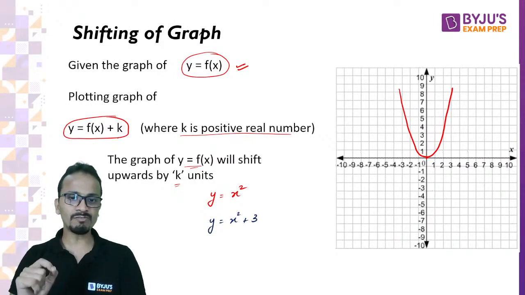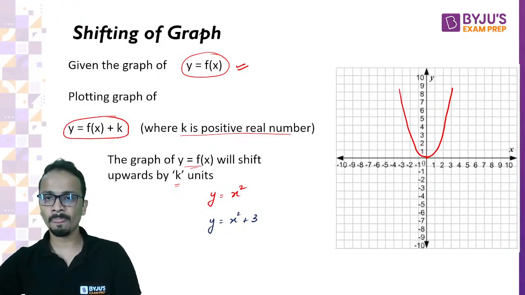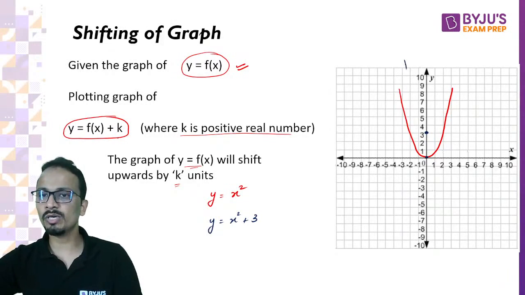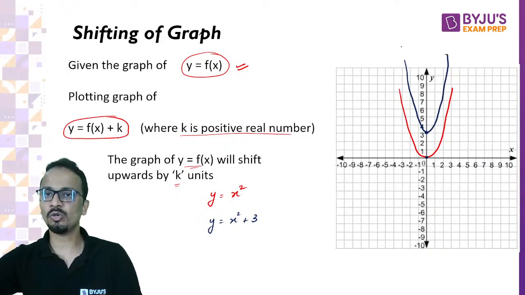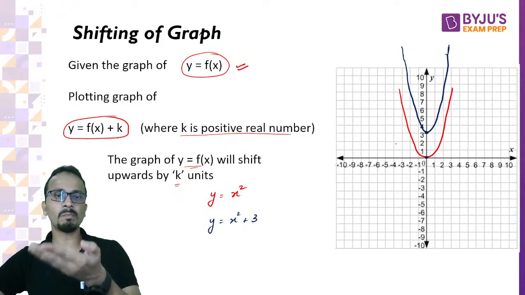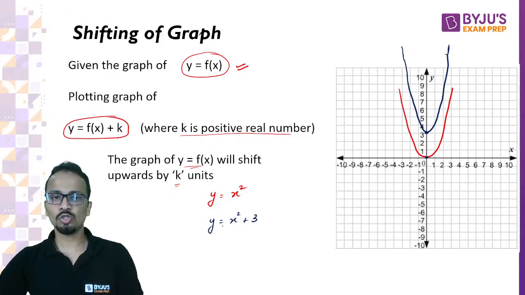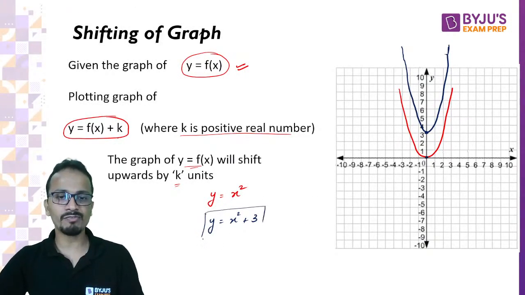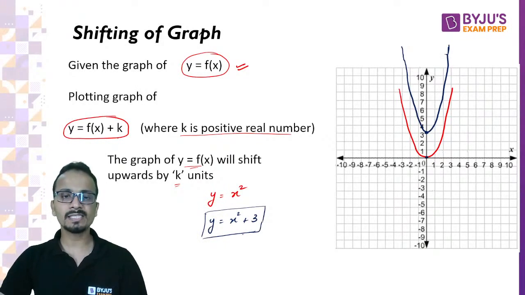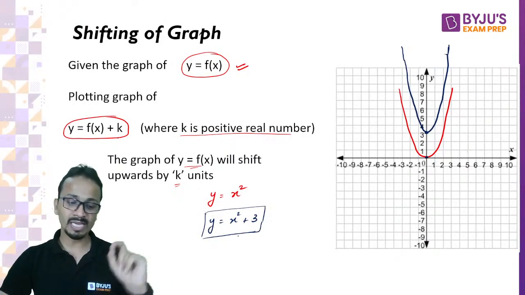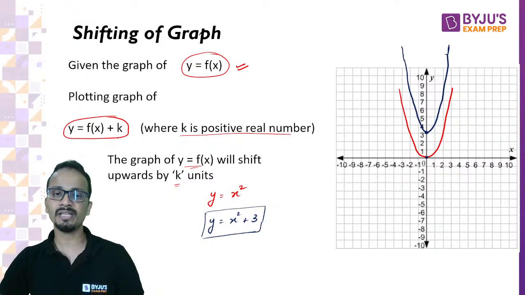Okay, so the original graph will shift 3 units upward. So this point, this was 0,0 origin, now this point will shift to this point, and the new graph will be something like this. Okay, so the original graph, the red one, will shift upwards by 3 units. The blue graph that I have drawn is the graph of y equal to x square plus 3. Yes, Vicky, it will shift upwards by 3 units.